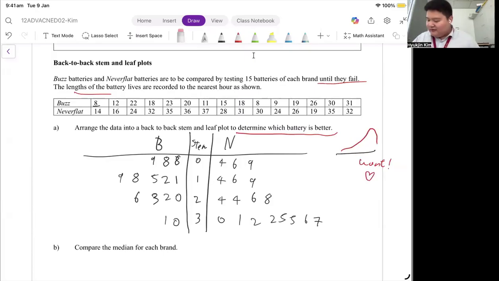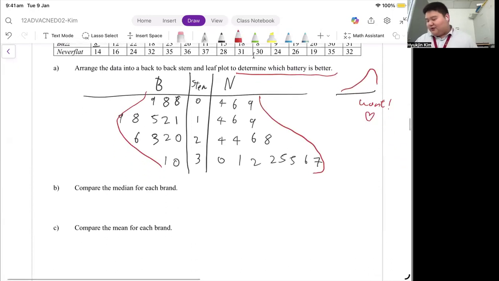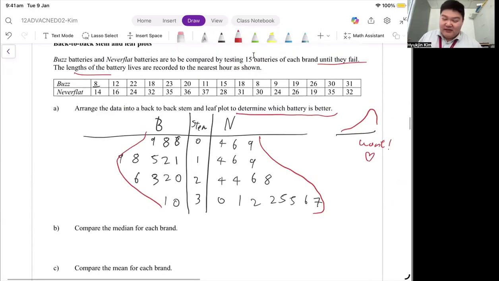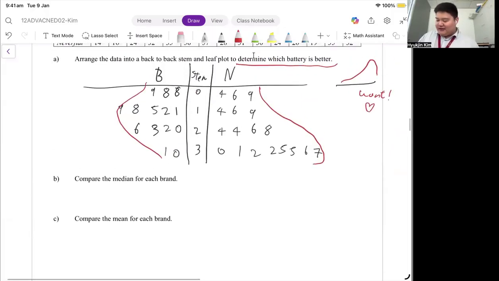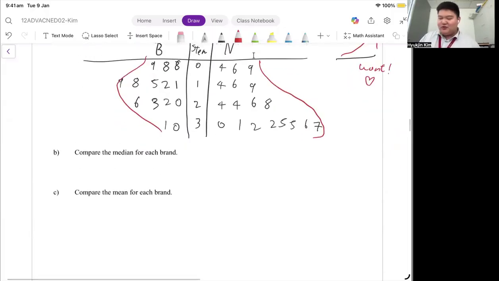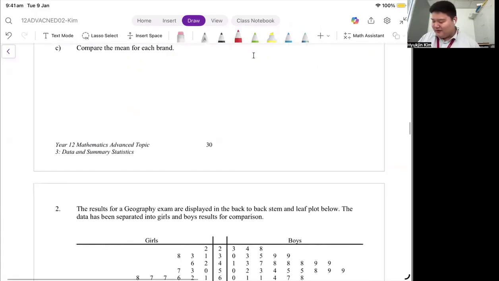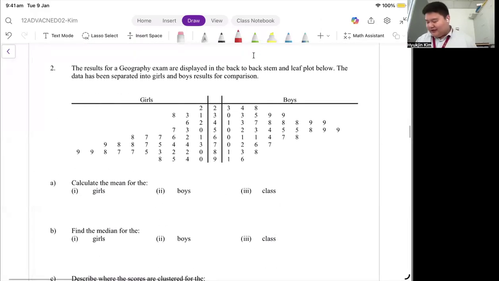So we say, oh, this fella has higher values, and the skew is positive, positively skewed. So we say, yeah, you know what? Never Flat is better. It is indeed living up to the name, Never Flat. Compare the median of each brand. You guys can do that. Compare the mean for each brand. You can do that too. Yeah, let's have a look.